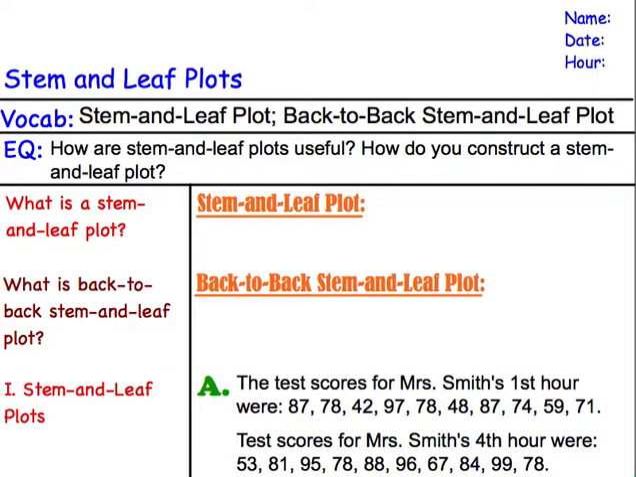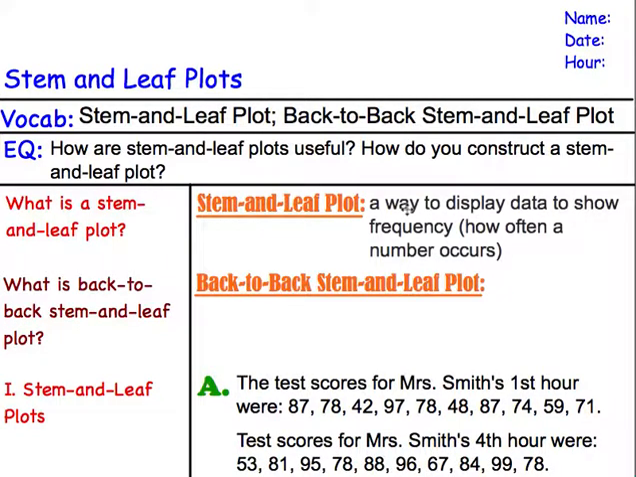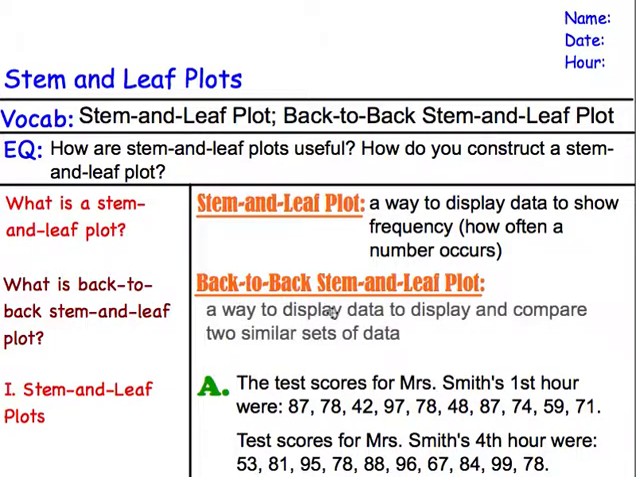Your next step in your project is dealing with stem and leaf plots. So first we want to talk about what a stem and leaf plot is. A stem and leaf plot is a way to display data to show frequency, or how often a number occurs, and it involves breaking your numbers into a stem and a leaf, which is nice when you have a two-digit number.